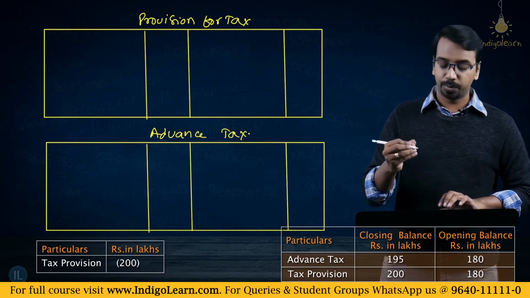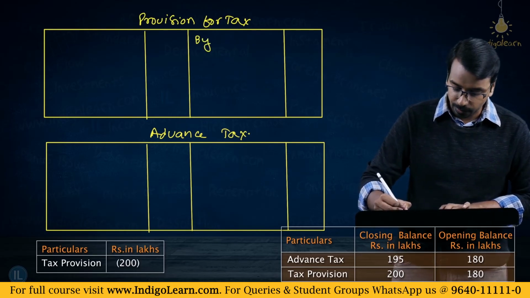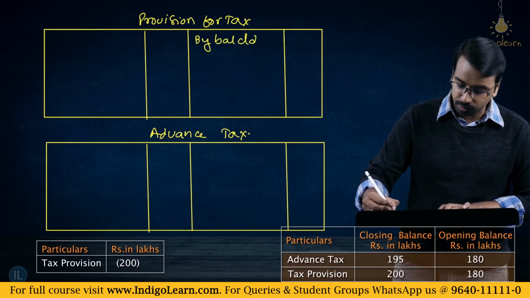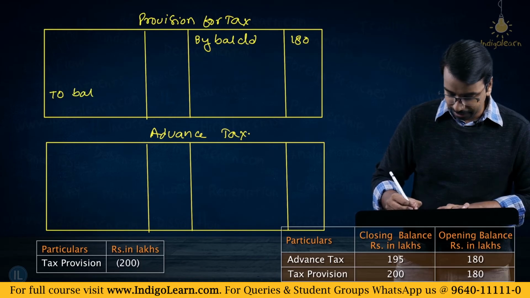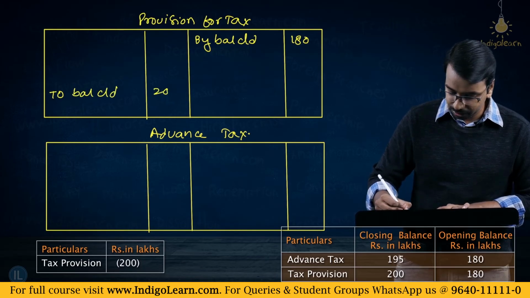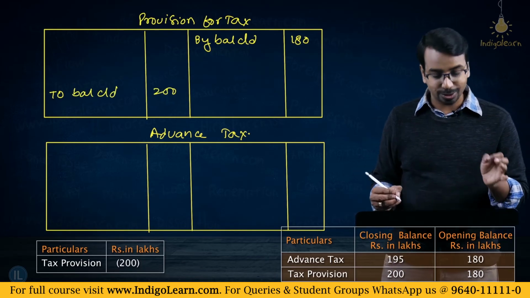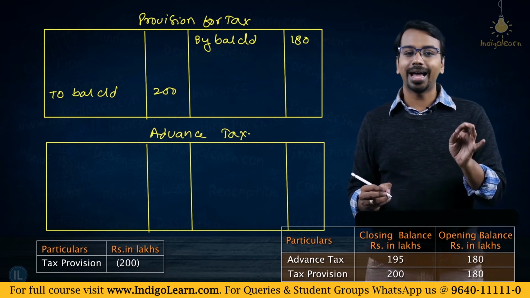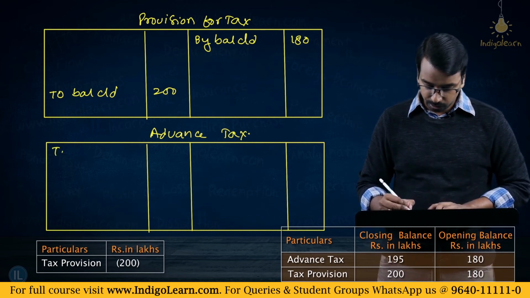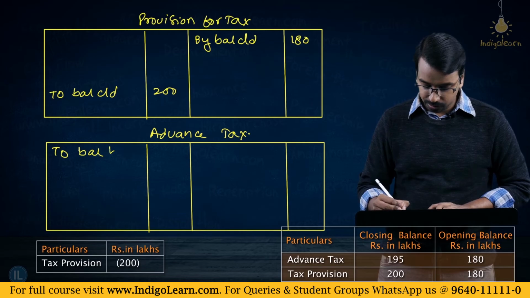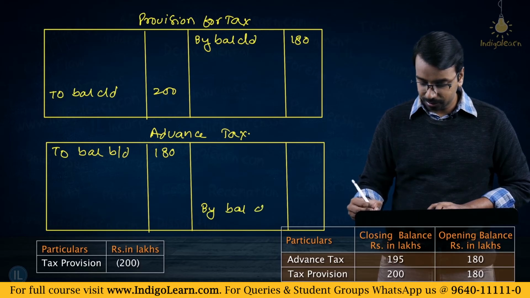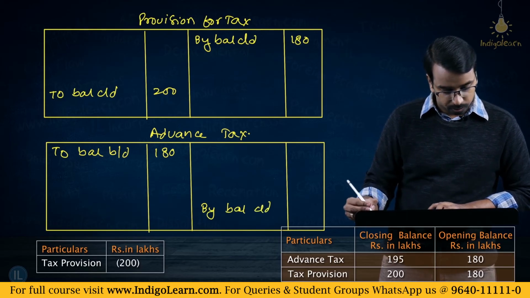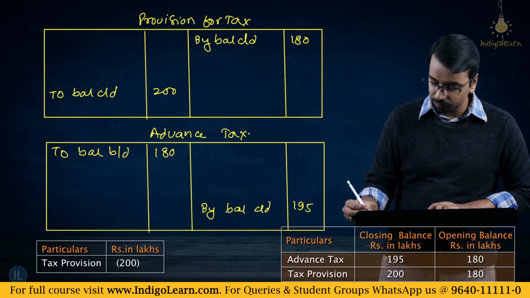The tax provision opening balance will be a credit item. So by balance carried down you have 180, and to balance carried down you have 200. In advance tax also you can see 180 as the opening balance. So to balance brought down 180, by balance carried down you have 195.